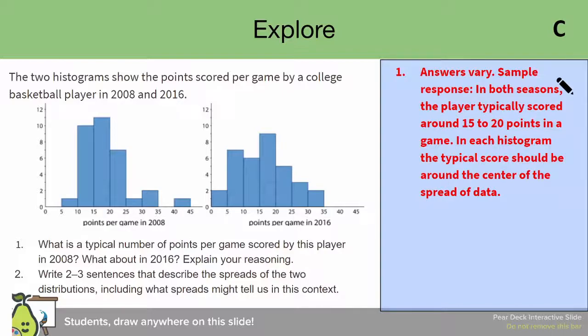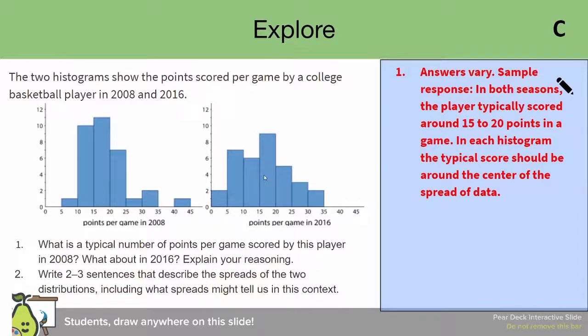So here's the response. In both seasons, the player typically scored around 15 to 20 points in a game. In each histogram, the typical score should be around the center of the spread of data. So basically what we're saying is that he's scoring between 15 and 20 points in both seasons. We can see in this season, he scored the majority of his points between the 15 and 20 points per game column. And we could see in 2016, it is the same. This person also scored between 15 to 20 points in that range. If this is the answer that you got, then you are correct.